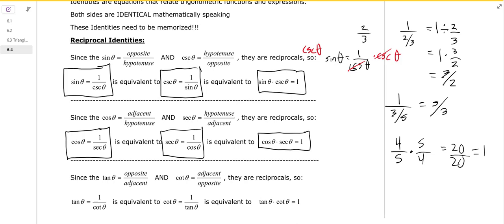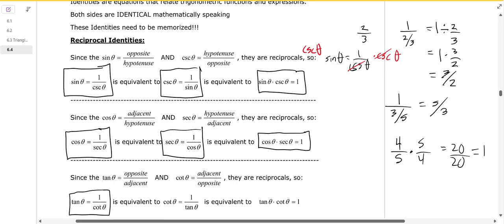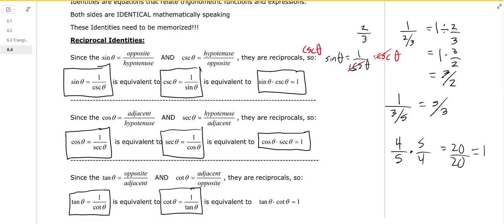Okay, that last one would be tangent's opposite over adjacent. Cotangent theta is the reciprocal. So again, we get the relationship, just like the others. Tangent theta equals 1 over cotangent theta. And then the cotangent theta equals 1 over the tangent theta. And equivalently, you would get that.